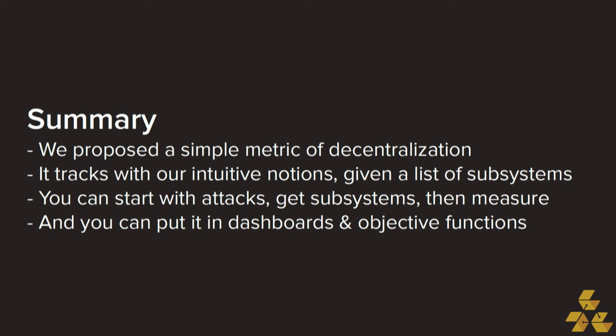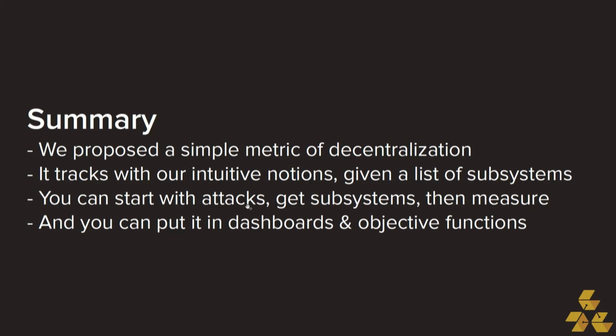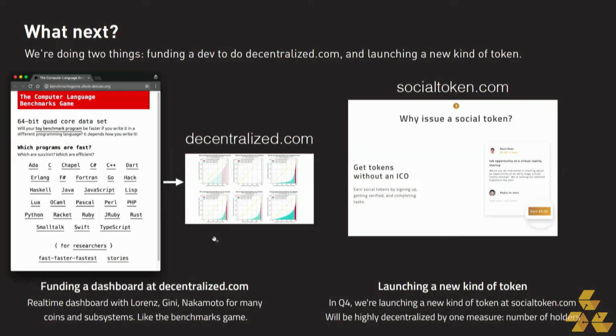Okay, so in summary, we propose a simple metric of decentralization, this Nakamoto coefficient. If you want the equations for it, I went relatively equation light, but we've got equations in this blog post called Quantifying Decentralization. It tracks with our intuitive notions, given a list of subsystems. You can start with attacks, get subsystems, and then measure, and you can put this into dashboards and objective functions.